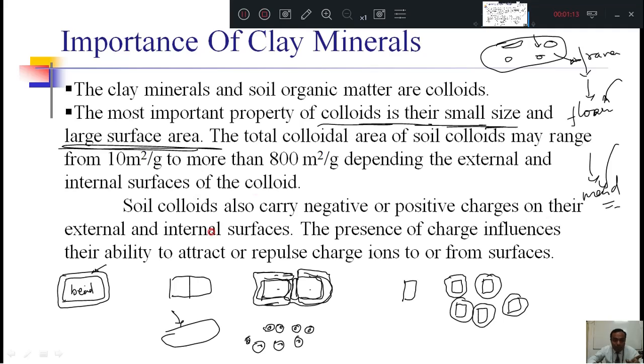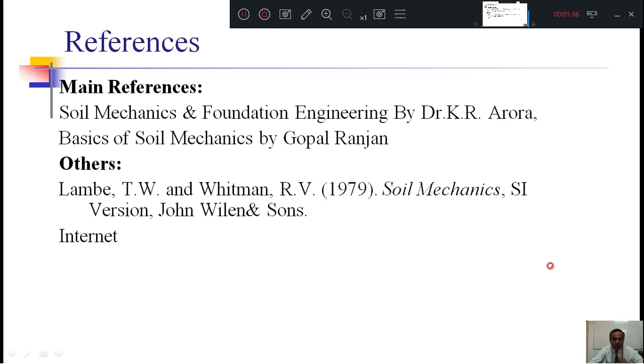Okay, the soil colloids also carry negative or positive charges on the external and internal surfaces. The presence of charge influences their ability to attract and repulse charged ions to or from the surfaces, that is said. Okay, this is a very important topic that we studied till now, right?